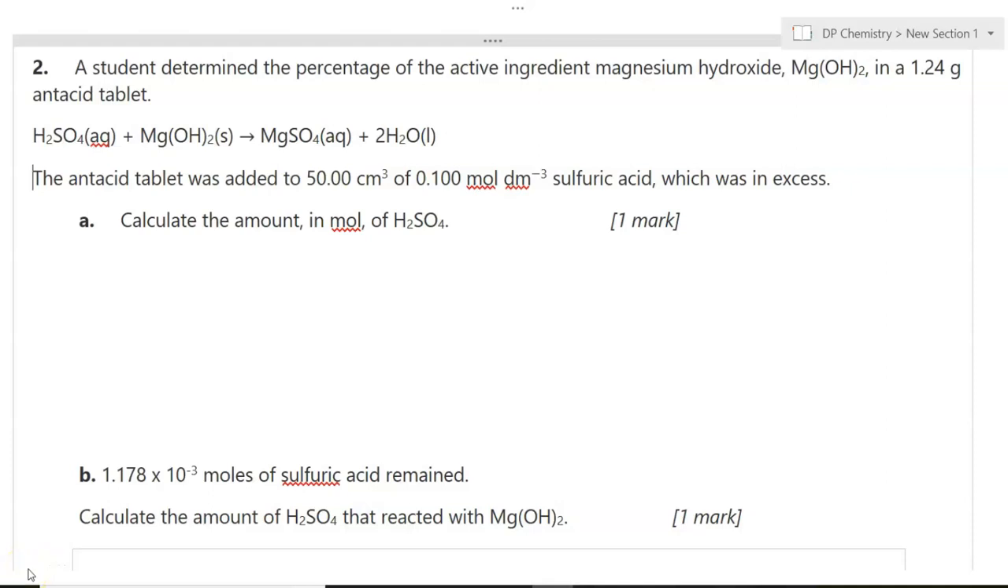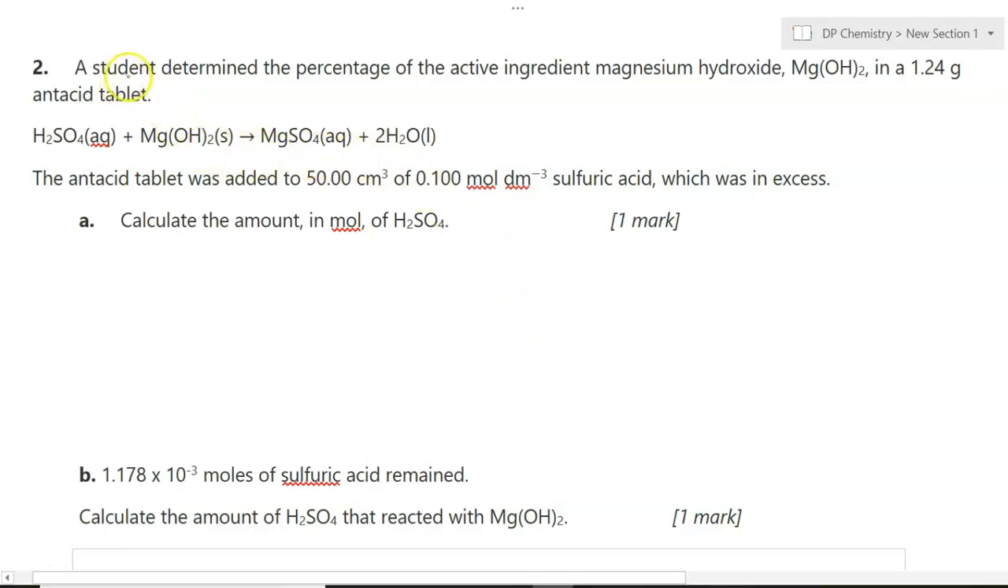This video shows how you can approach a stoichiometry problem. So this is problem number 2 on our unit test. Get in the habit of underlining key information when you're reading through the problem, so you can refer back to it later.